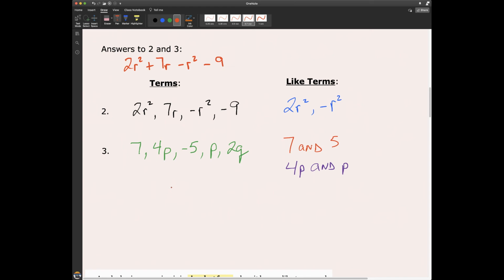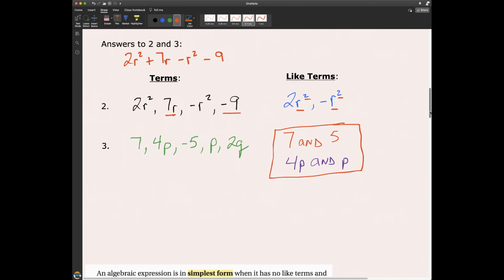Okay, so here are the terms. And now the like terms, there are 2 of them, okay? Because 2r squared and negative r squared have the same variable raised to the same exponent. They are like terms. 7r and negative 9, those are not like terms, okay? For number 3, here are my terms: 7, 4p, negative 5, p, 2q, and in this problem, there are 2 pairs of like terms, 7 and negative 5, and 4p and p.